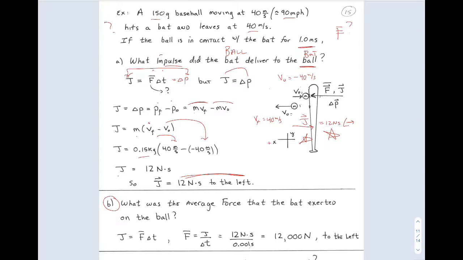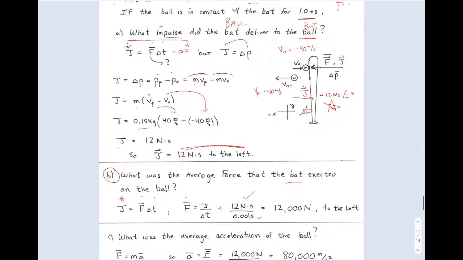Part B is, what's the average force that the bat exerts on the ball? Well, you already know the impulse is a number, and the impulse is the average force times the time, so I can just solve this for the average force. Here's the impulse, there's the time. That gives me the average force of the bat, and also the average force that the ball exerts back on the bat. This is the average force that the bat exerts on the ball, and it's positive, so that means it's to the left in that picture above.